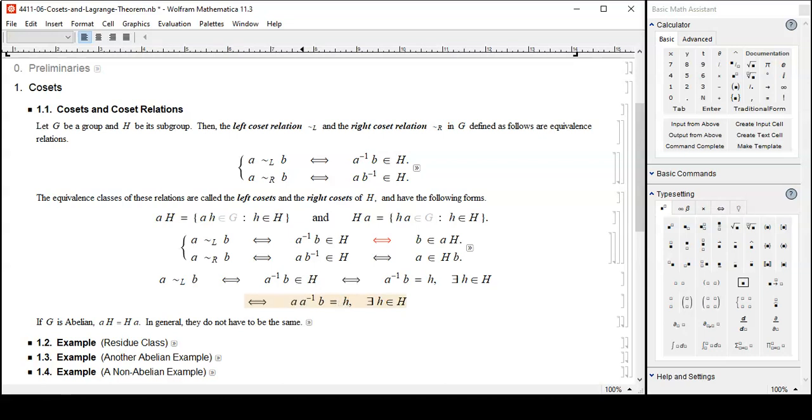Multiply by A, so that they move out, they become E. So B is AH. And now B is A times a certain element of capital H. So we can say B belongs to AH.